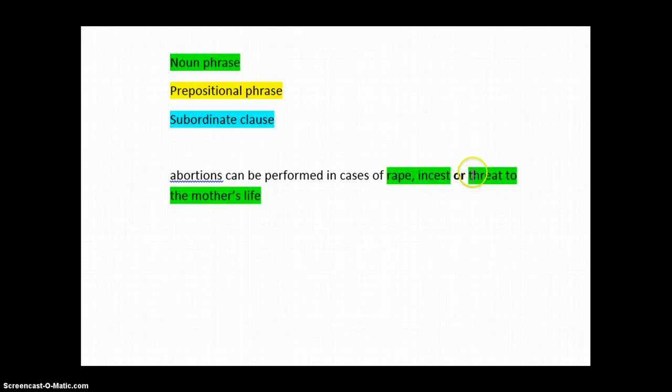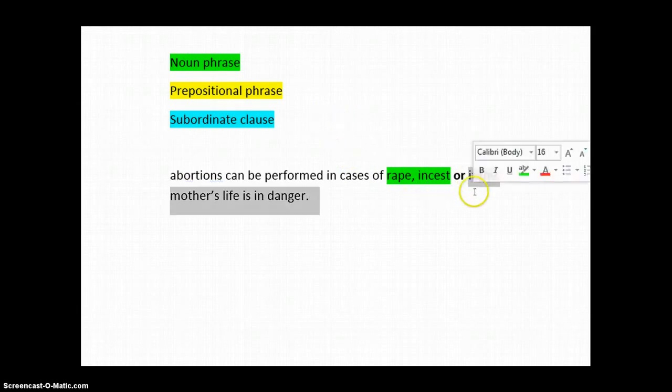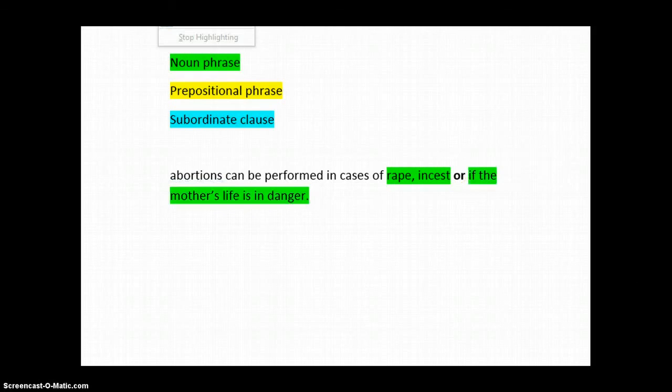I've never actually heard it phrased this way, though. So let's suppose that you would rather keep it as a subordinate clause. If the mother's life is in danger. So what are we going to do here? Well, wait for the cursor to catch up first of all. Okay, so now it's back to noun phrase, subordinate clause.